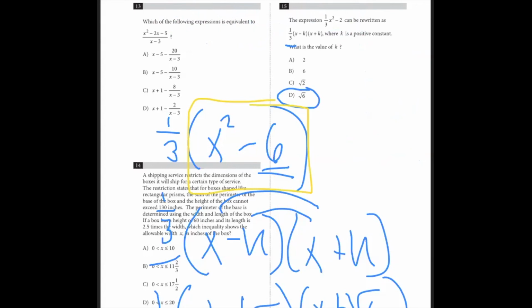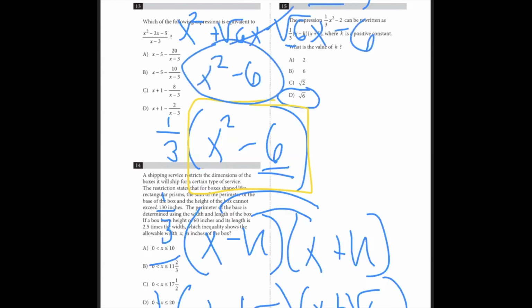So let's see. We have x minus radical 6 and x plus radical 6. When you simplify these, you get x squared over here. You get radical 6x minus radical 6x, and negative radical 6 times positive radical 6 is just negative 6. So when you simplify those, you get x squared minus 6, and notice how it's the exact same thing as what we have over here. So that's the math logic behind that problem.